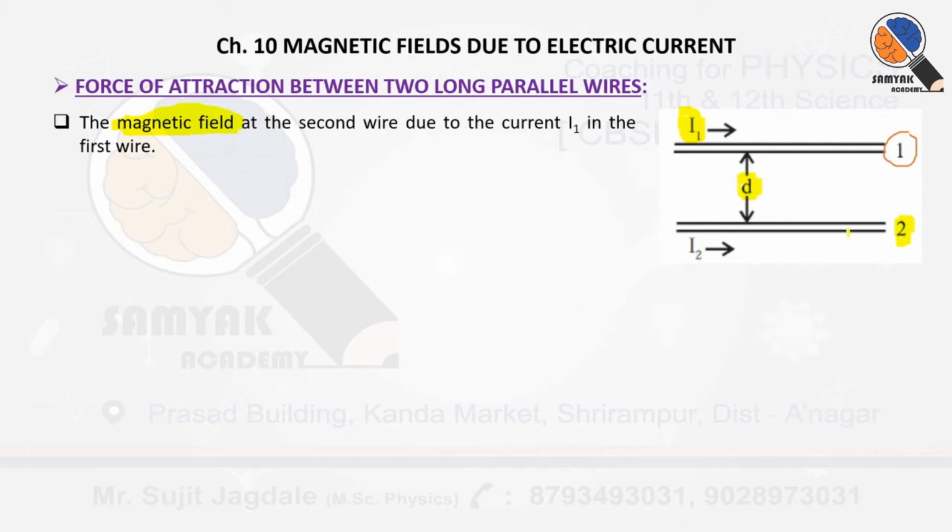So that means this second conductor is in the magnetic field of current I1 which is flowing through wire 1. So we can state it like this: the magnetic field at the second wire due to the current I1 in the first wire, whatever it is, we are going to calculate using the formula. That formula we just saw in the previous lecture, so you can refer to that lecture. That current produces the magnetic field mu 0 I upon 2 pi r.